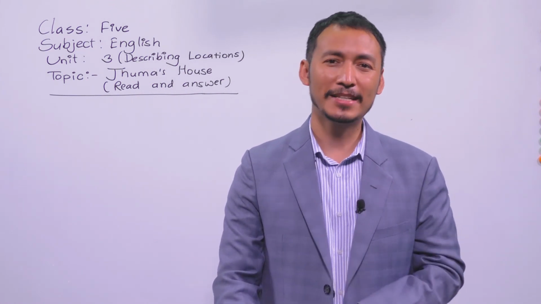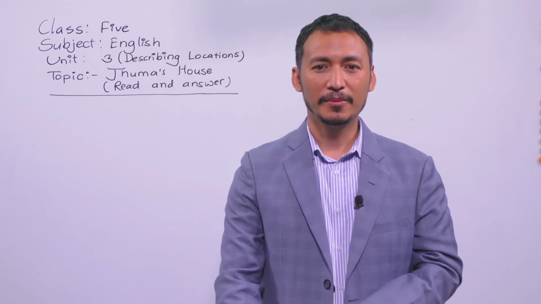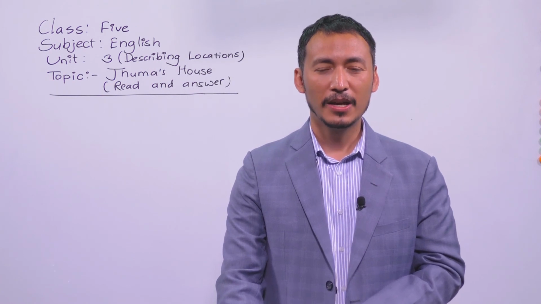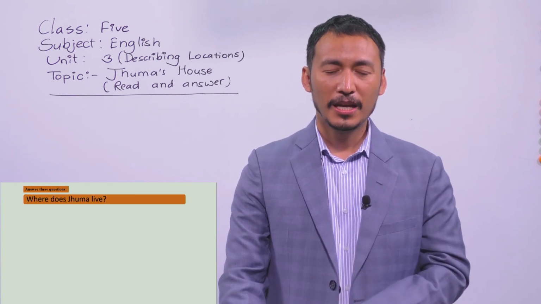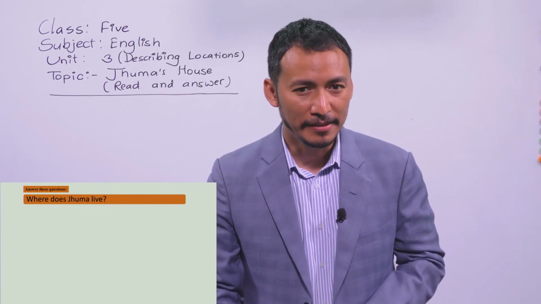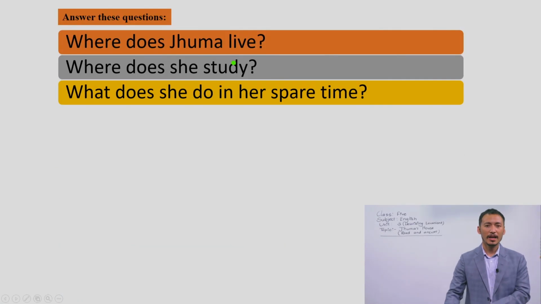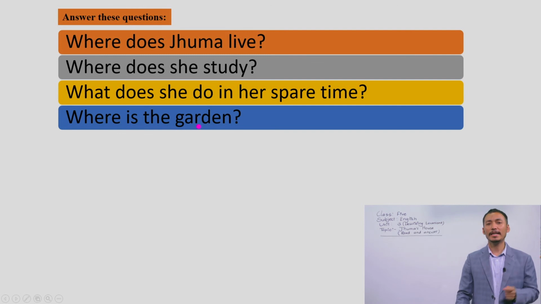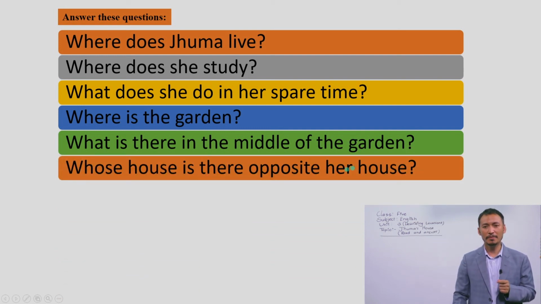Now we are going to do some exercises from your book. If you have got the book, look at the exercises again. We are going to talk about that. So I have some questions for doing the exercises. Now remember the story and try to answer them, okay? Where does Zuma live? Where does she study? And what does she do in her spare time? Another one, where is the garden? Next, what is there in the middle of the garden? Whose house is there opposite her house?